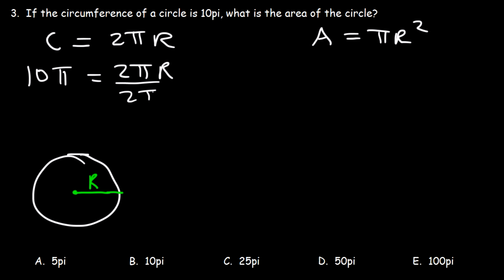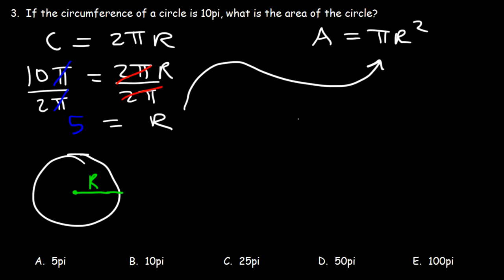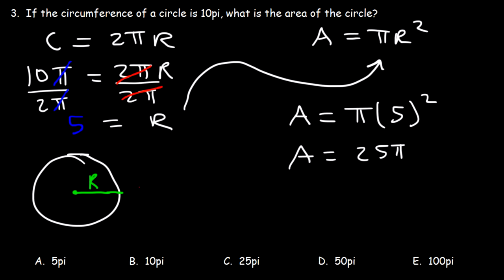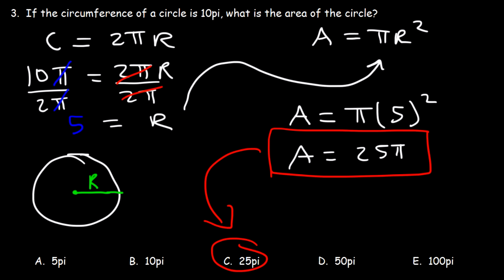So if we divide both sides by 2 pi, on the right, 2 pi divided by 2 pi is 1, so we're left with just r. On the left, the pi's cancel, and 10 divided by 2 is 5, so the radius is 5. Now we could take that value, plug it into this equation. So the area is going to be pi times the radius squared, or 5 squared. 5 times 5 is 25, so the area is 25 pi square units. Therefore, C is the right answer.